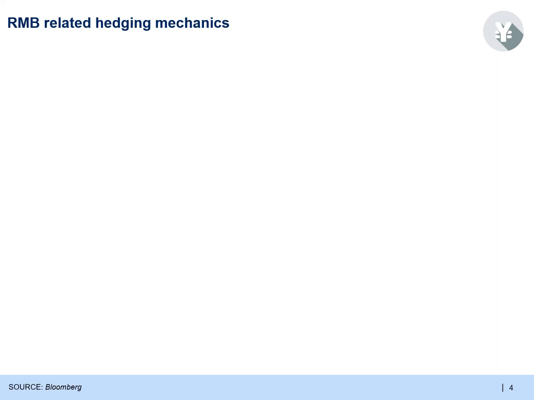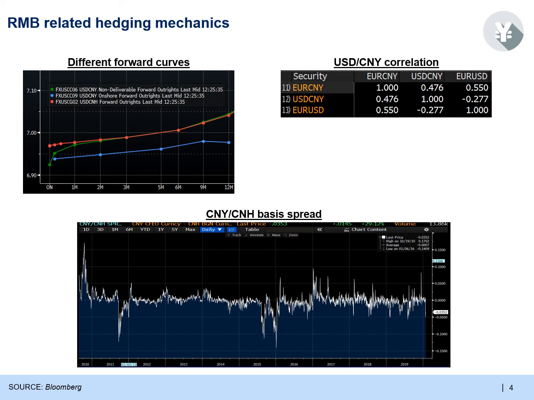With regard to hedging RMB-related exposure, there are mechanics that have to be kept in mind. First of all, there's the CNY-CNH basis spread, as the CNH floats freely against other currencies. And in the forward market, there are three different forward curves: the CNY, the CNH, and also the non-deliverable forward curve. An NDF is a contract in which there's no physical delivery of the currency. Instead, the difference between the spot price at maturity and the strike price is settled in a convertible currency like the euro. Lastly, there's also the USD-CNY correlation. In former times, for example, the Euro-CNY was highly correlated to Euro-US dollar. Nowadays, it's only 0.5%.